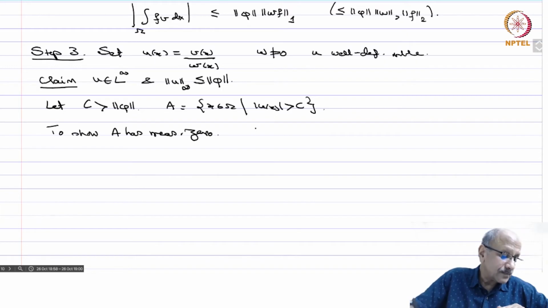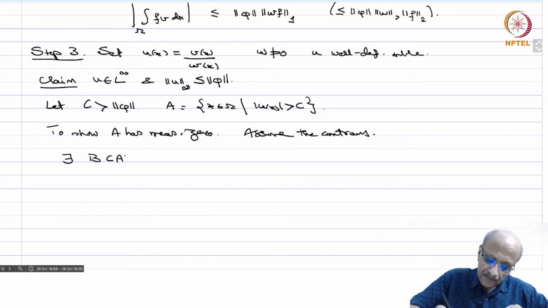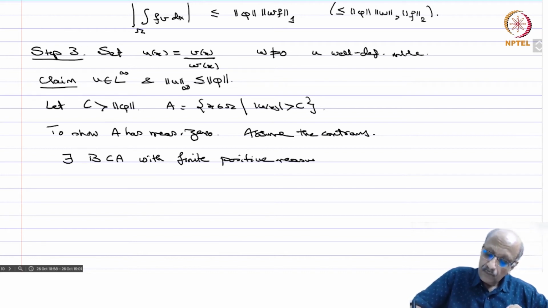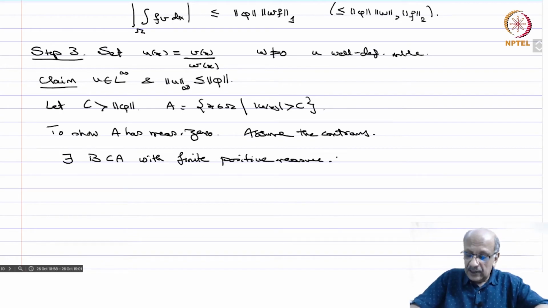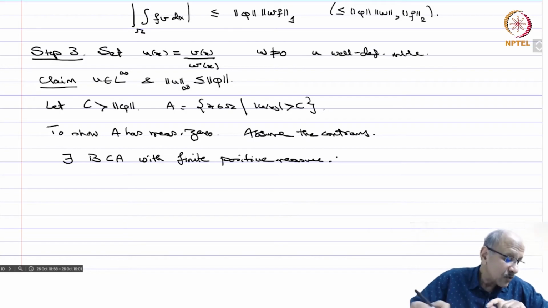So assume the contrary. Then we can find B subset of A with finite positive measure. So if A has positive measure, then we can of course consider a subset of A which has still positive measure and which is also finite. A may be of infinite measure, we don't know, so we want to show this.